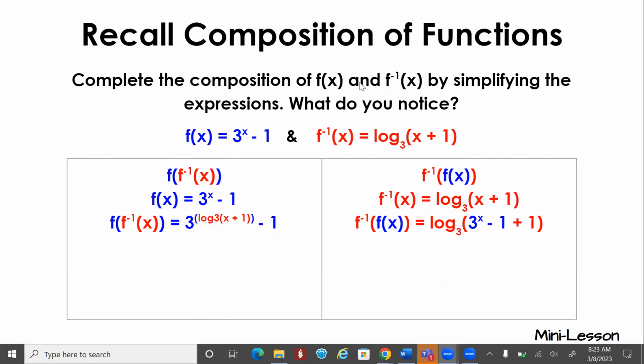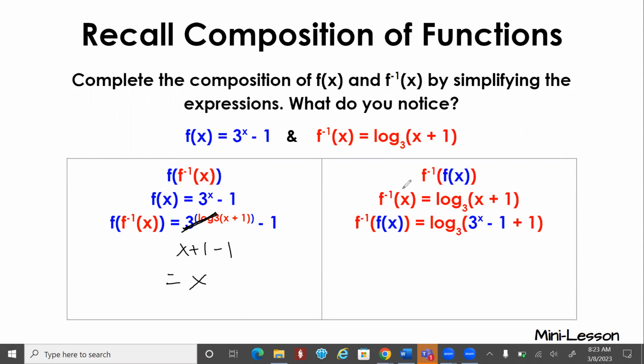After that, we see that there's 3 raised to the log of base 3. These things are going to cancel out because they have the same base. That means we're left with x plus 1 minus 1, and 1 minus 1 is going to give us just x. The way that we're going to check if these two functions are inverses of each other is by seeing if it's equal to x.